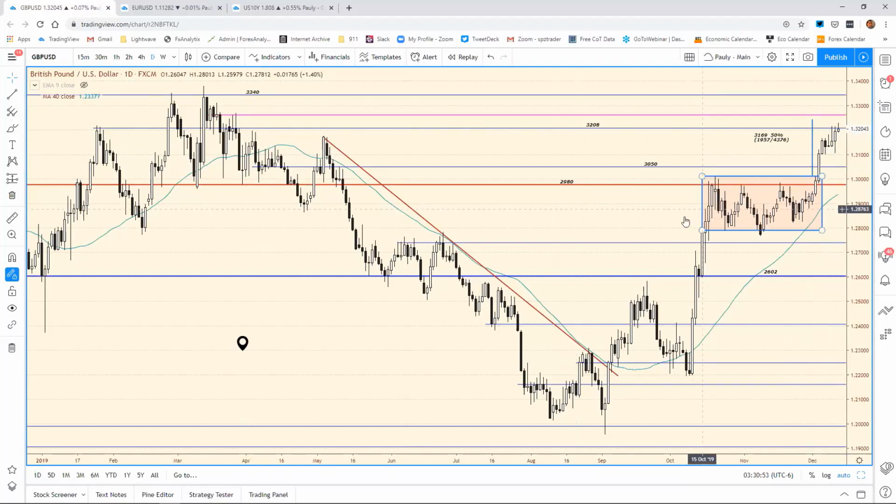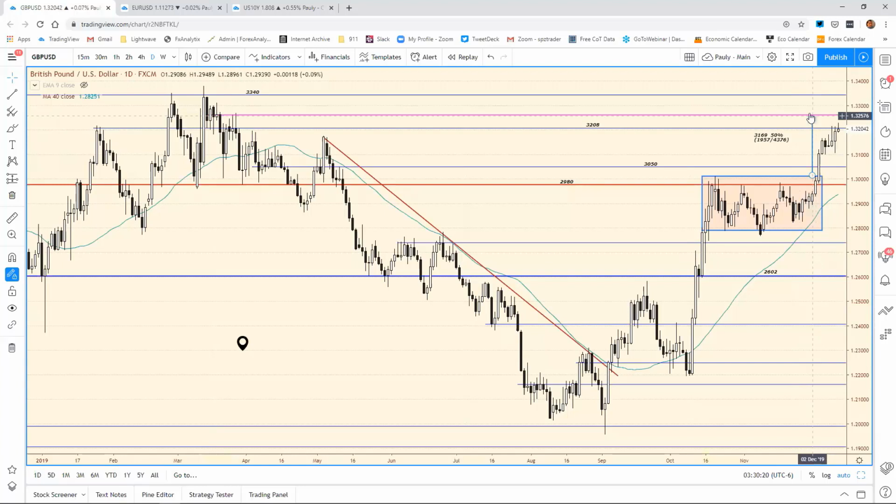So resistance now I'm looking at here is this range extension. You can see here's the range, right here. Extend that. That puts us at 32.44, 45. And then this level right here, 32.65. Now, I'm not saying that's the end all, be all, because if we do get a victory for the conservatives, we could shoot up maybe to 33.40. But the key to me is going to be how the market reacts in this area right here.